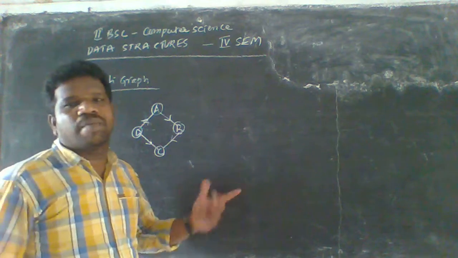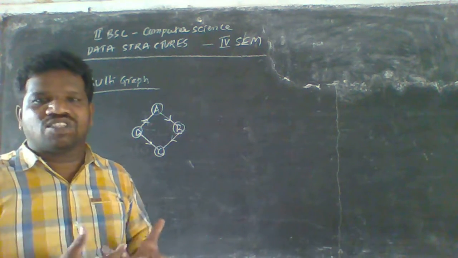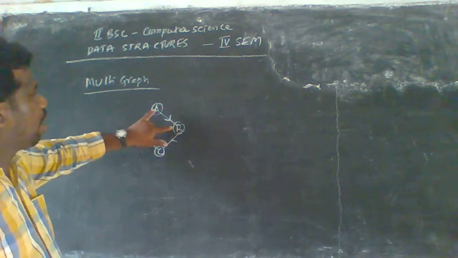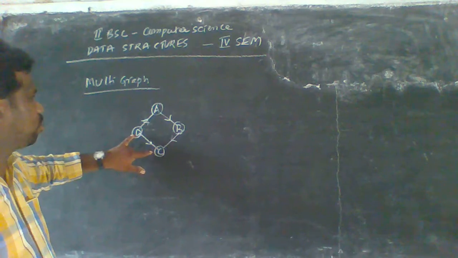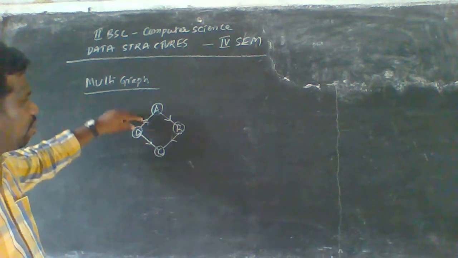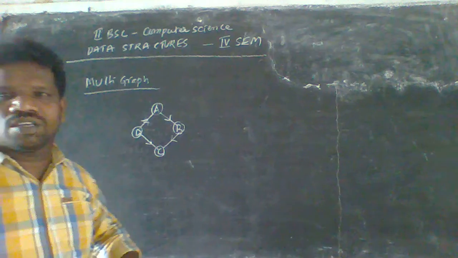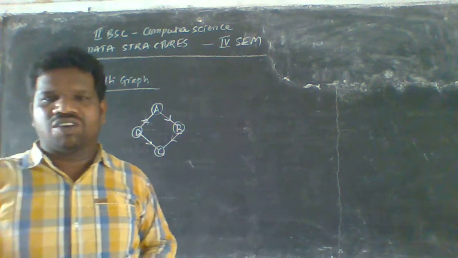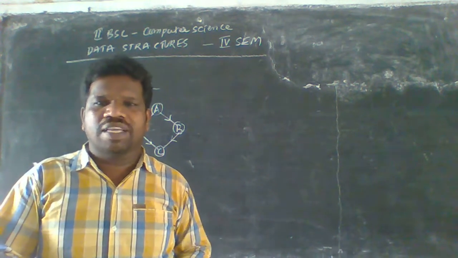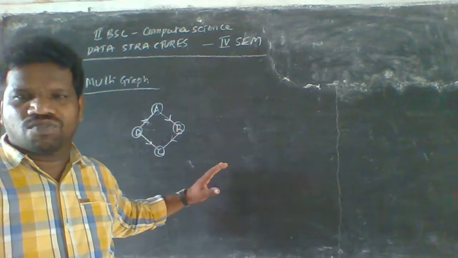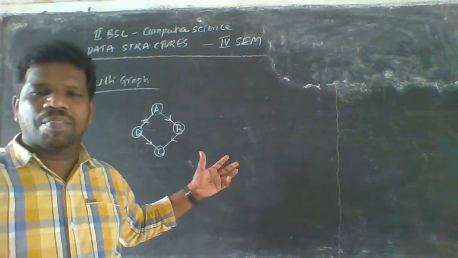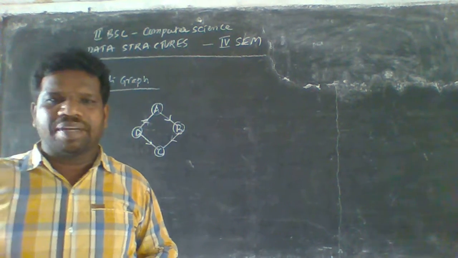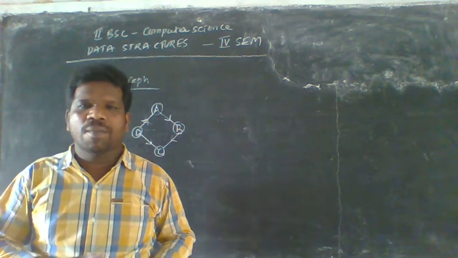So a multi-graph is a graph in which there are some parallel edges. AB is parallel to DC, and DC is also parallel to AD. That is why this is called a multi-graph. What parallel edges are was already discussed in the previous class, so refer to that class.